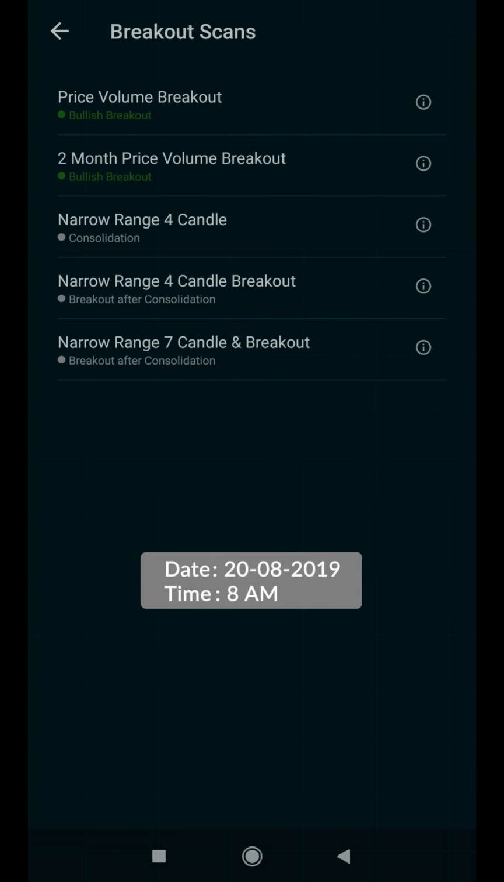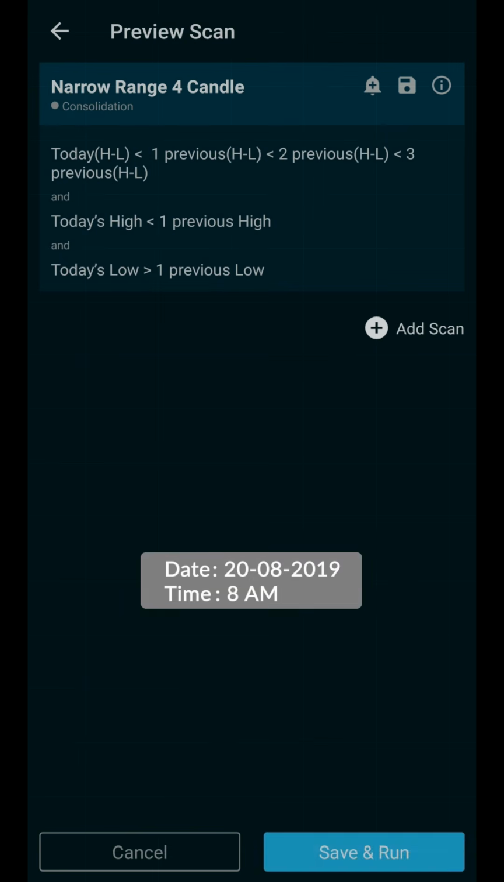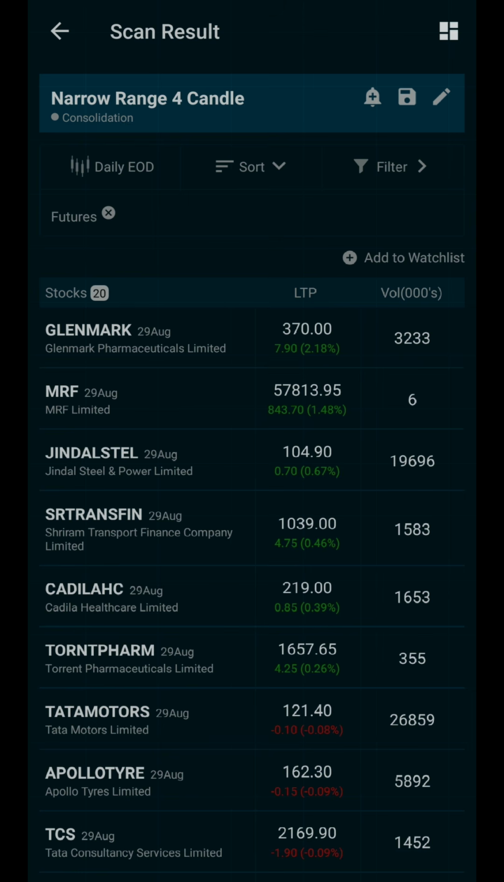Okay, so it's 8 a.m. on the 20th of August, and I want to show you how we can go about executing trades with the strategy in real time. Let's run the scan for NR4 pre-market and see the results.